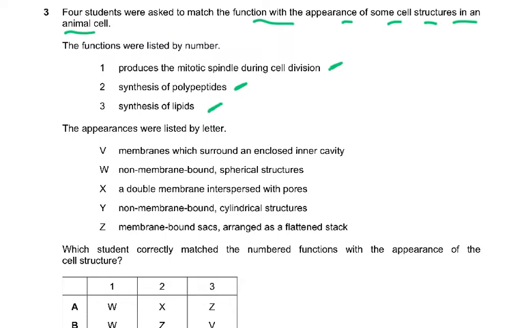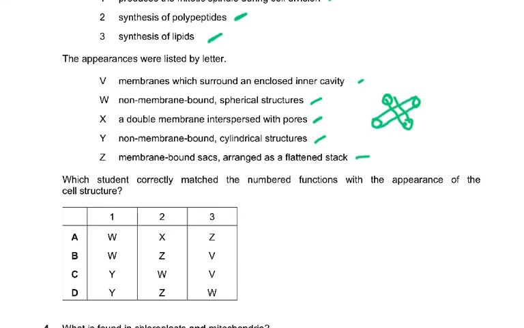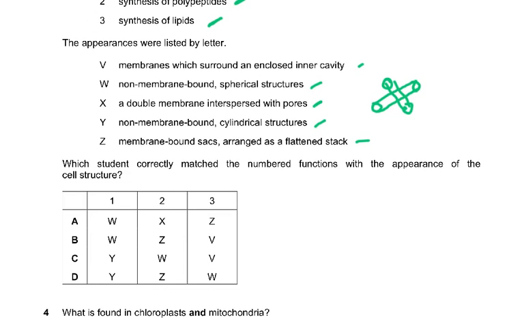V, membranes which surround an enclosed inner cavity; W, non-membrane bound spherical structure that looks like ribosomes; X, a double membrane interspersed with pores, that's the nuclear membrane; Y, non-membrane bound cylindrical structures, the centrioles; and Z, membrane bound sacs arranged as a flattened stack. Now, this would be the Golgi apparatus. Which student correctly matched the numbered functions with the appearance of the cell structure?